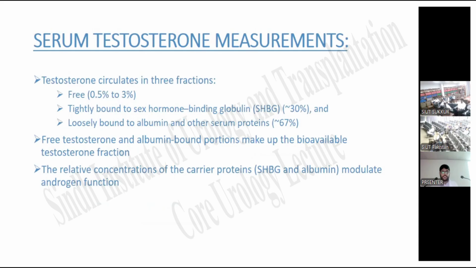Serum testosterone measurement. Testosterone circulates in three fractions: free 0.5 to 3%, tightly bound to sex hormone binding globulin 30%, and loosely bound to albumin and other serum protein 67%. Free testosterone and the albumin bound portion make up the bioavailable testosterone fraction. The relative concentration of the carrier protein and albumin modulate androgen function.